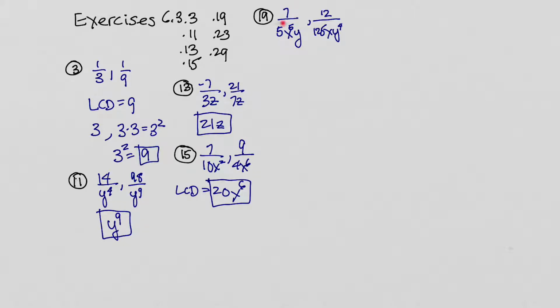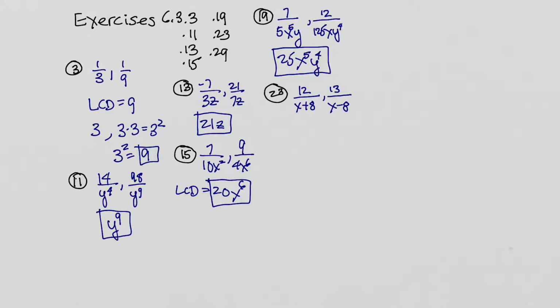Now with these denominators, the smallest number both the 5 and the 125 go into is 125, right? 5 will go into 125, 25 times. So we will get 25, and then we'll get an x. Now, the highest exponent on the x, here's a 5, here's a 1, so the highest exponent is the 5. And with the y's, here's an exponent of 1, here's one of 4. So we'll take the highest one, 4. So there's our LCD, 25x to the 5th, y to the 4th.